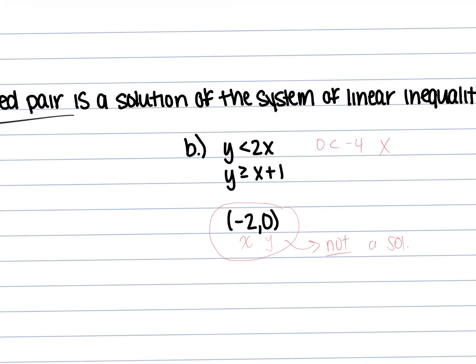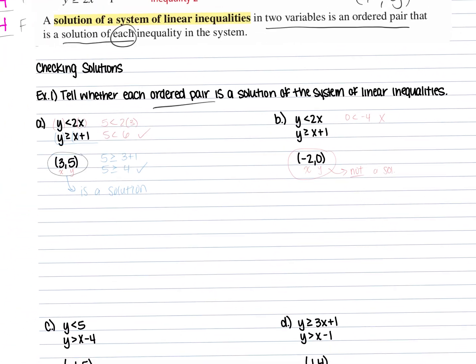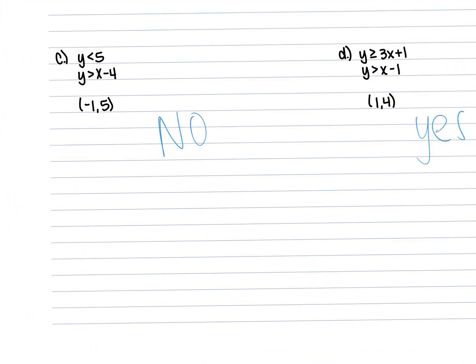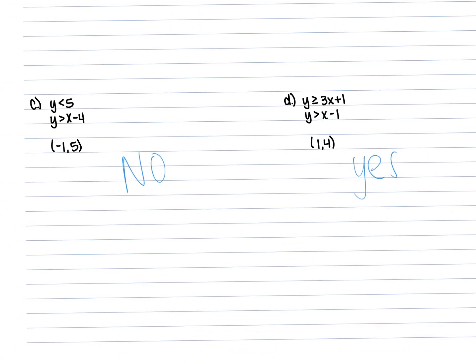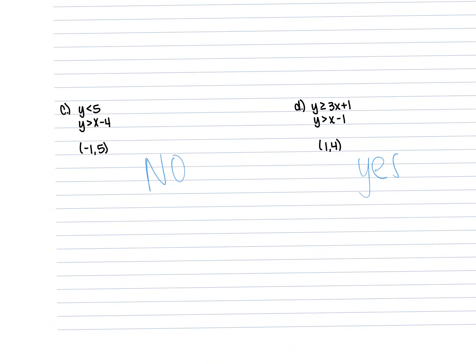Okay, I want you guys to try C and D on your own. We'll go over them in 1 minute. Take 30 seconds. You should have gotten no for the first one, yes for the second one. Make sure your group's on the same page. Go. Yes, you may.